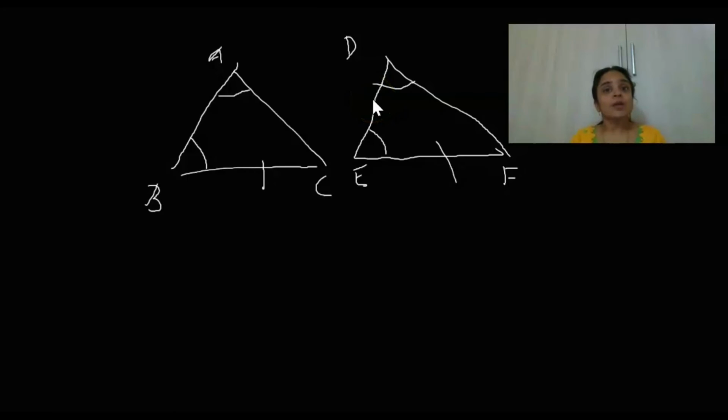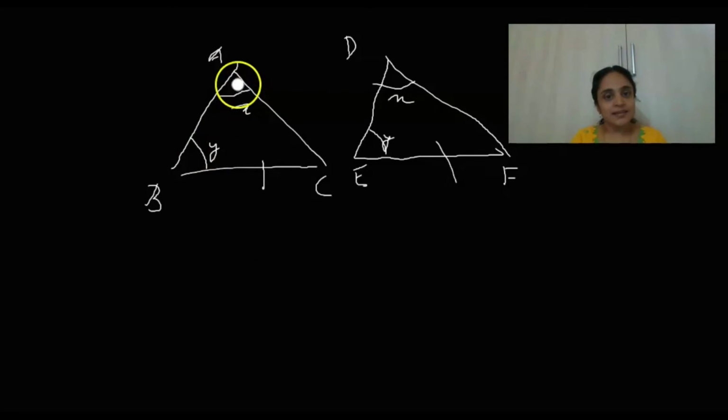Okay, now we'll see the case where two angles are equal. That is, angle A is equal to angle D, angle B is equal to angle E. And one side is equal, this side BC is equal to EF, but this side is not an included side. That is, this side is not in between these two angles. So, we'll see whether these two triangles will be congruent in this case.